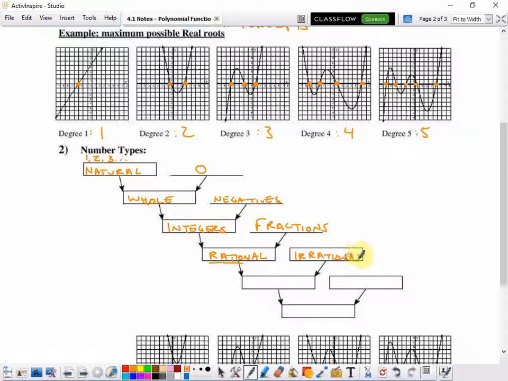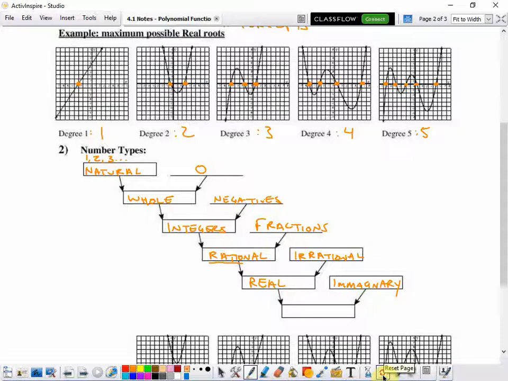So if we lump all the irrational and rational numbers together, we have all the real numbers. Real numbers are the kind of numbers that we tend to work with on a regular basis. There are also some numbers that we don't work with quite as often. Those are called imaginary numbers.